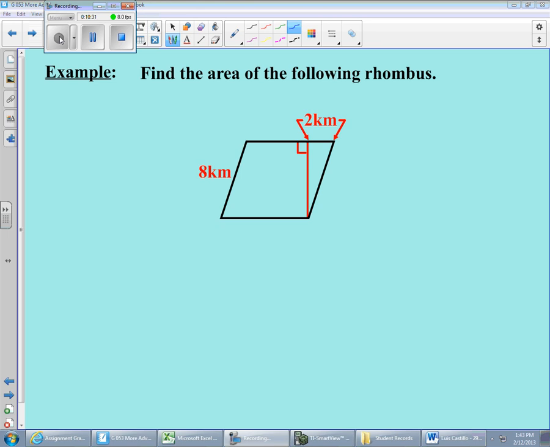So find the area of the following rhombus. Well, first question again, do we have a formula for finding the area of a rhombus? Area equals base times height. Still a parallelogram, no matter which of the kinds of parallelograms they want to call it. So have a look at this diagram. Do we have the information that is needed to plug into the area formula? We do?